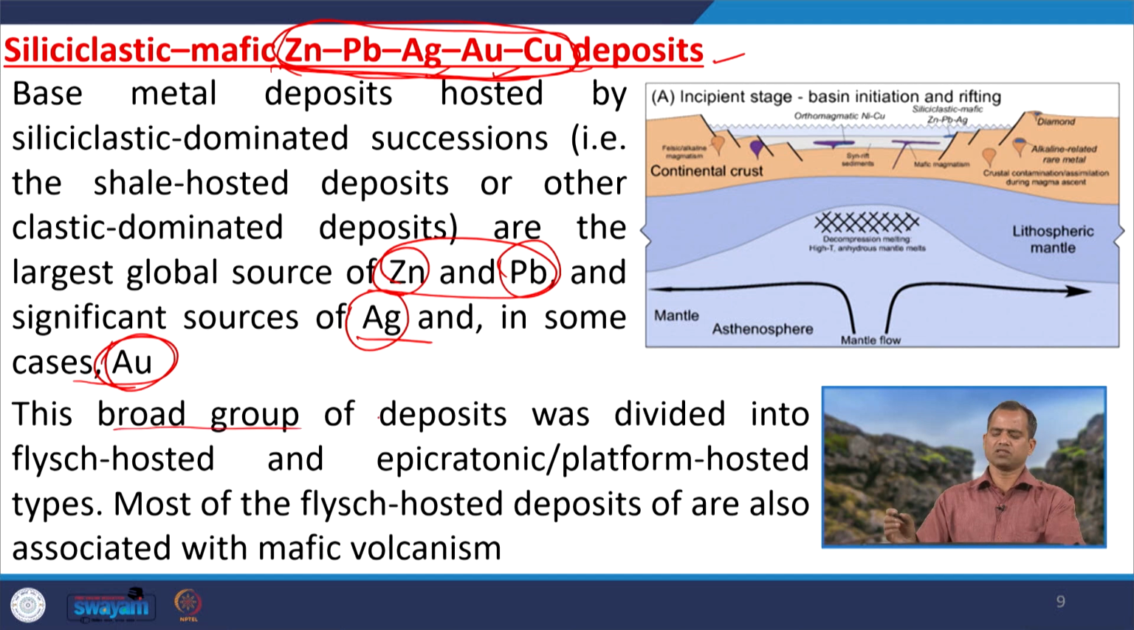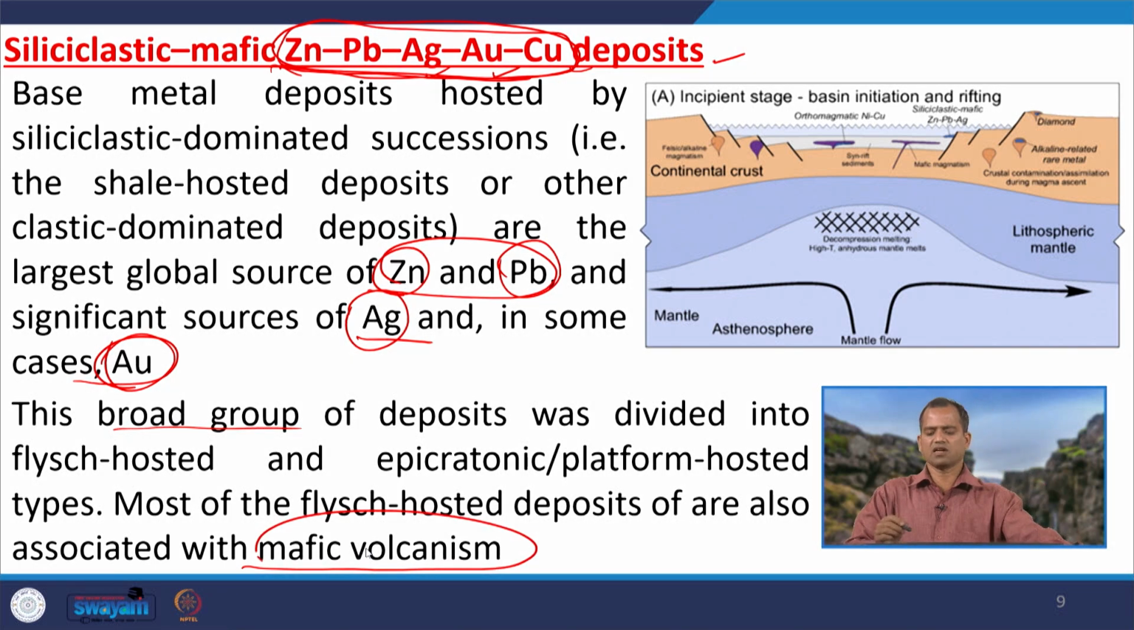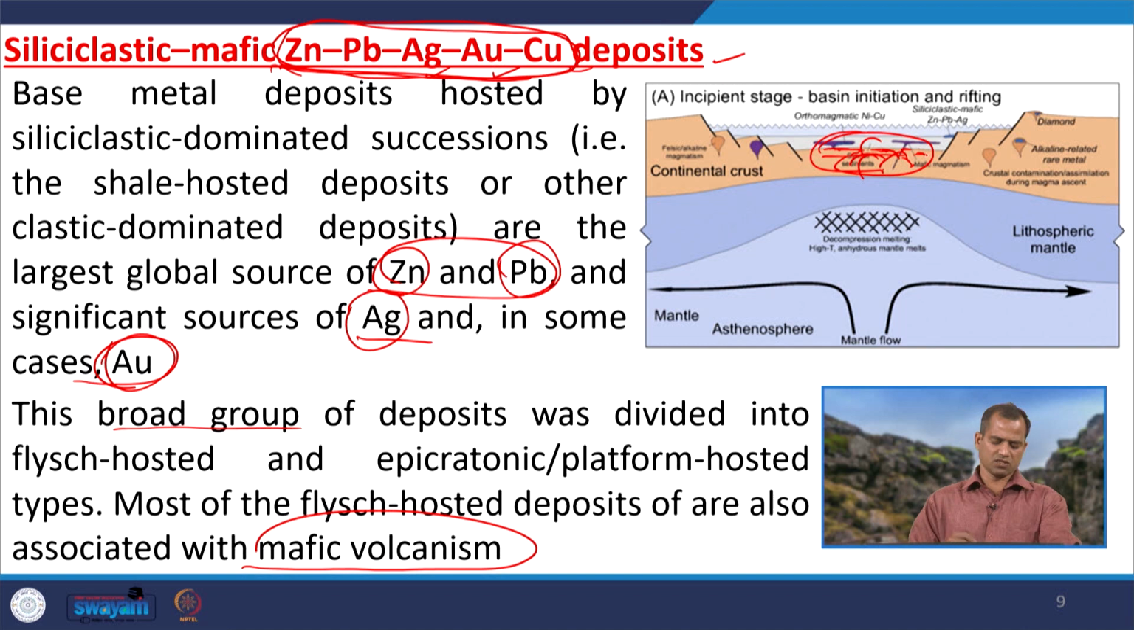This broad group of deposits was divided into flysch hosted and epicratonic platform hosted types. Most of the flysch hosted deposits are also associated with mafic volcanism. So, here the flysch and molasse are what we talked about while discussing continent collision. This flysch is mostly fine grained deposit that is deposited inside the basin. That is why we are getting mafic magma here at the central part. So, these flysch hosted deposits are mostly associated with mafic volcanism. However, at the flank of this rift we are getting felsic volcanism, the carbonatites, like that.